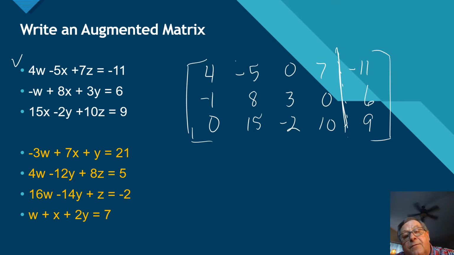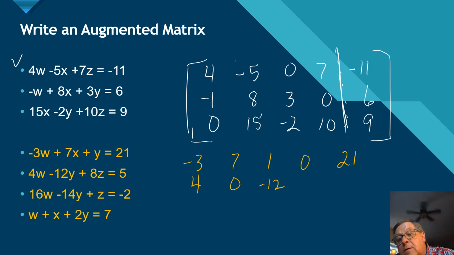Well, let's see, I've got a -3w. I'm going in alphabetical order with my variables. -3, 7x, 7. I've got 1y. I don't have a z in this equation, and my constant is 21. And then we've got 4w. Don't have a coefficient of an x variable in this equation, so it's 0. -12, 8, and my constant is 5.